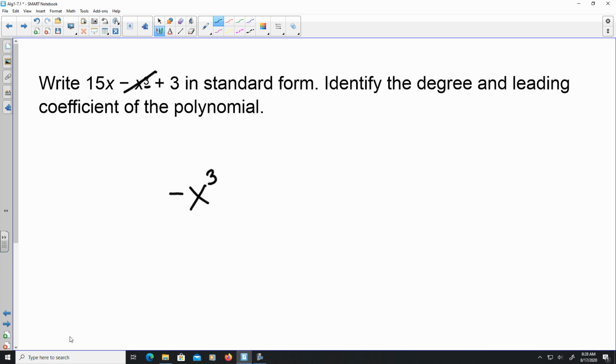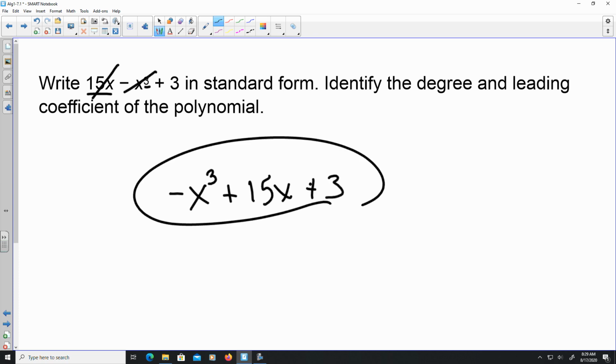The next term in this polynomial with the largest degree after that is 15x. So since 15 is positive, it's going to be a plus 15x. Cross that out, and all I have left is my constant term, which is a plus 3. So that is how we can rewrite this particular polynomial in standard form. So we check that off.